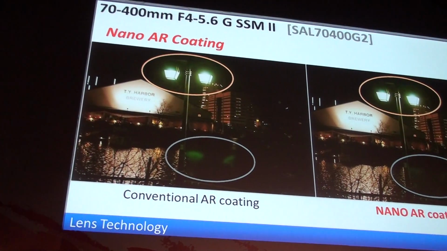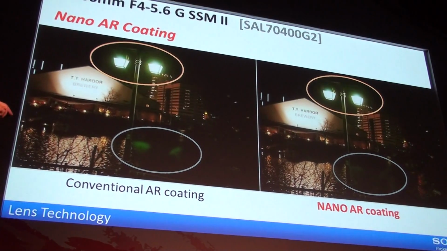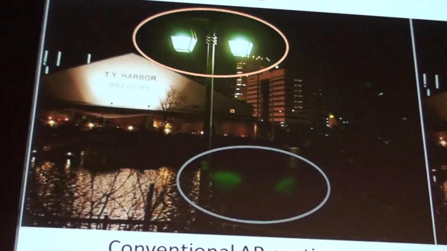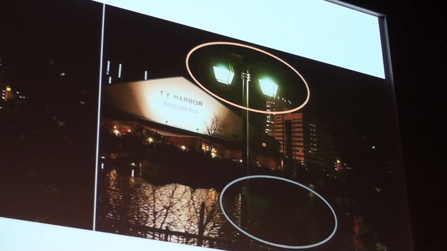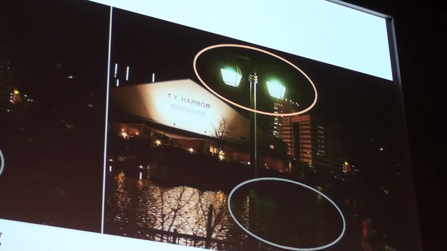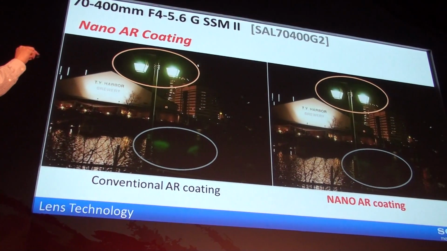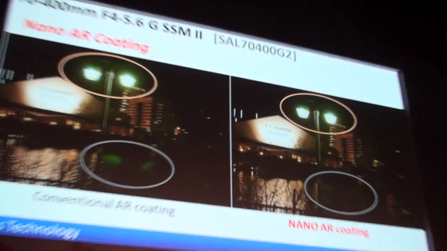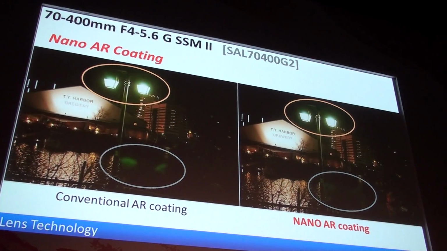And this slide shows the sample image of the effect of the nano air coating. You can see the ghost of this light, but the intensity of the ghost is at a low level. Okay? And the flare around the light is reduced. So I think that the nano air coating is good at any situation to decrease the flare and the ghost.